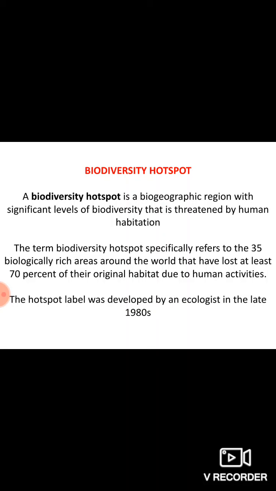Follow my sentence carefully. 35 different such hotspots have been identified throughout the world. What are hotspots? Once again, a biologically rich region which is affected at least 75% because of human habitation or human activity is called a hotspot. 35 such hotspots are there worldwide. Out of those 35 hotspots, 2 are identified in India.